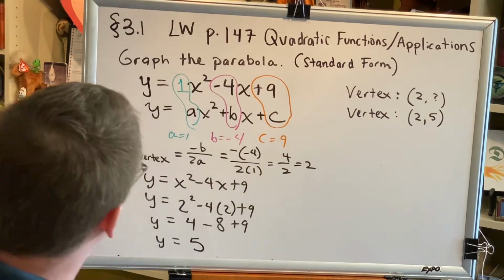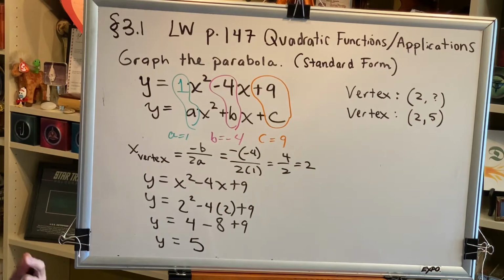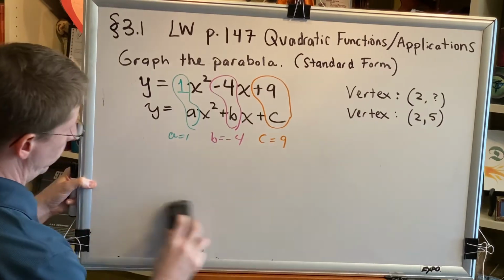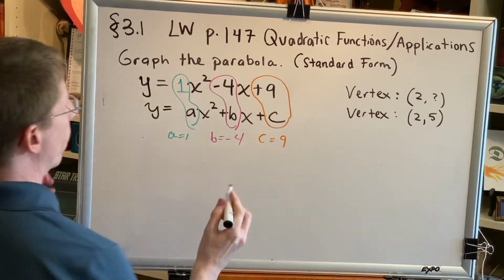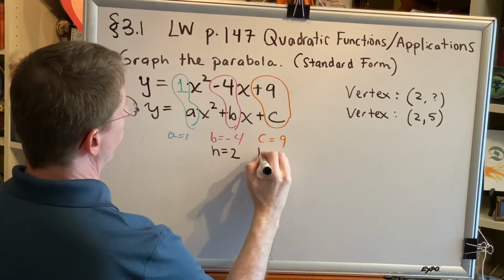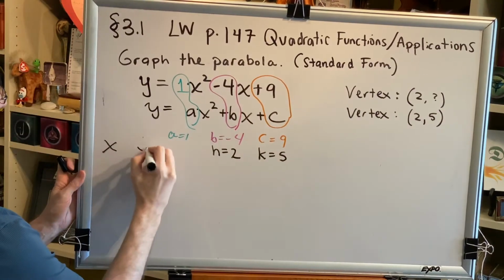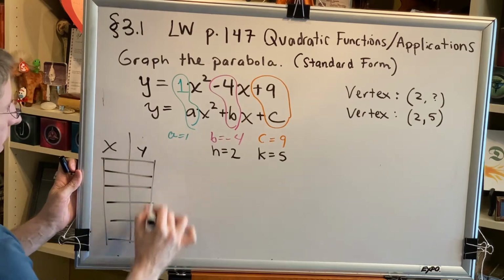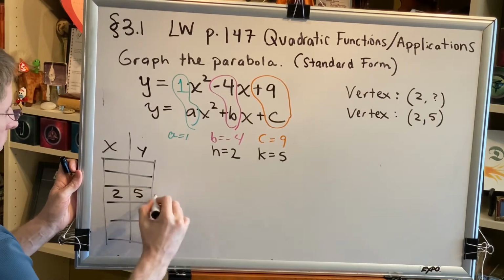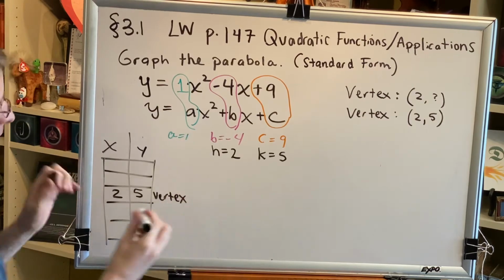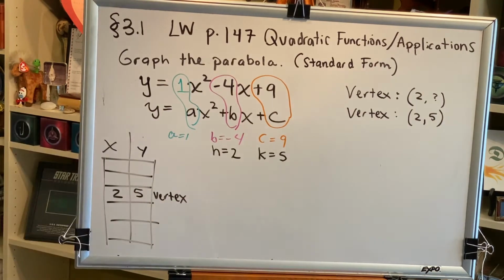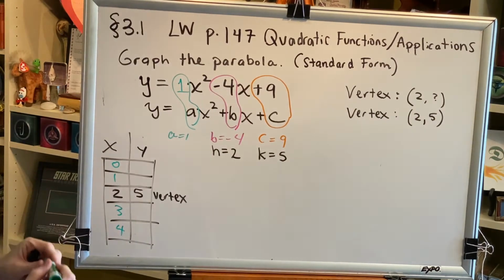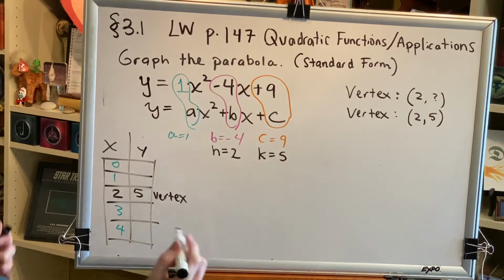Once you determine your vertex, the rest of the problem is just like the previous learning objective. Let's create our XY table. Here we go. X and Y. 5 rows. Vertex goes in the middle. Okay, what x value should we use for this problem? We're going to count up by ones, and we're going to count down by ones.